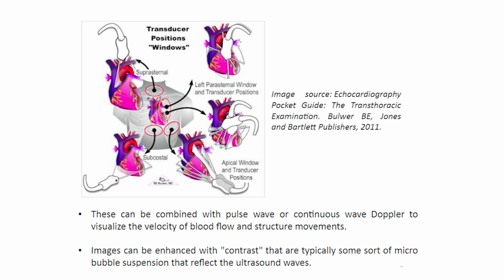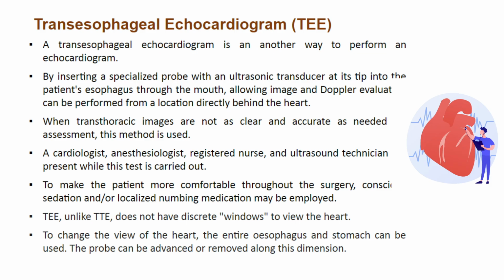Now, I am going to explain transesophageal echocardiogram, we call it TEE for short. A transesophageal echocardiogram is another way to perform an echocardiogram, by inserting a specialized probe with an ultrasonic transducer at its tip into the patient's esophagus through the mouth, allowing image and Doppler evaluation to be performed from a location directly behind the heart. When transthoracic images are not as clear and accurate as needed for assessment, this method is used.